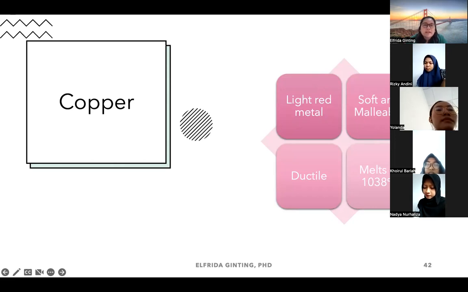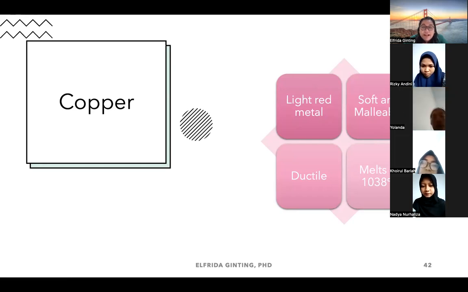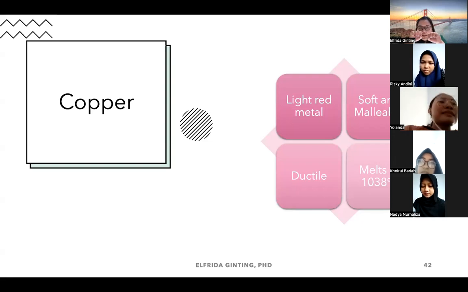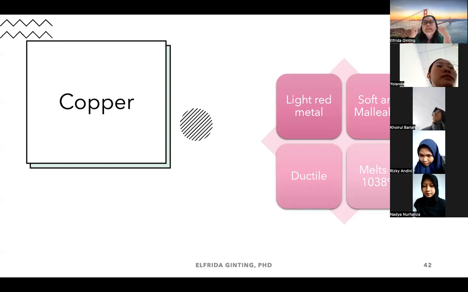What is the meaning of malleable? Lunak ya. Jadi bisa dibentuk gitu ya. Nah, kalau brittle tadi kita begini aja dia patah. Tapi kalau malleable dia bisa dibengkokkan gitu ya. Malleable bisa dibengkokkan.